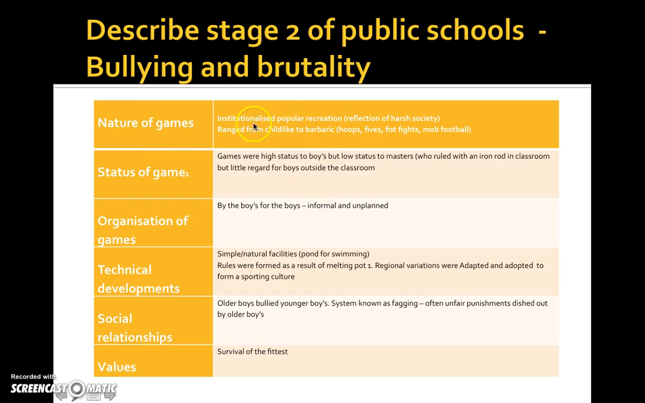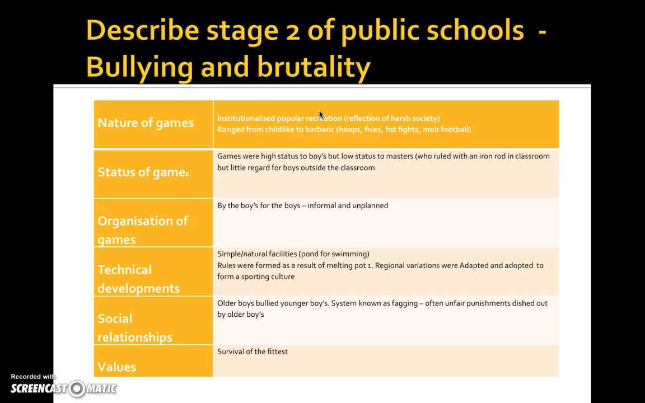So it's called bullying and brutality as a stage. Okay, so the bullying and brutality focuses on the following. So basically, first bit, nature of games. Nature of games in public schools for bullying and brutality refers to this translation term. So nature of games, with that bullying and brutality, referred to institutionalized popular recreation, because it was very similar to that popular recreation, but it was in an institution, which in this case is a school.